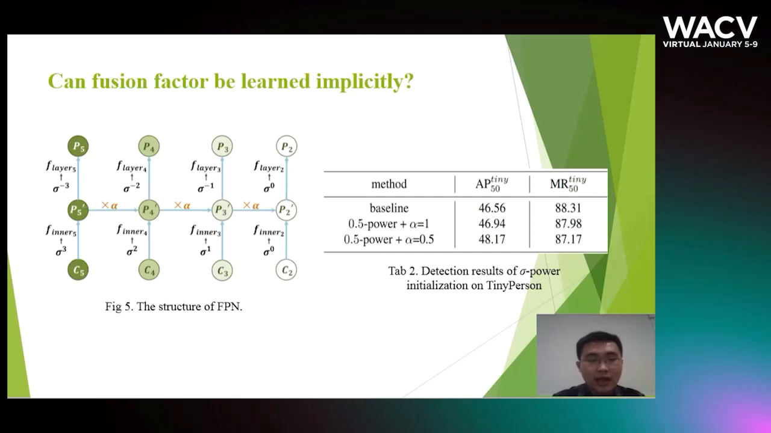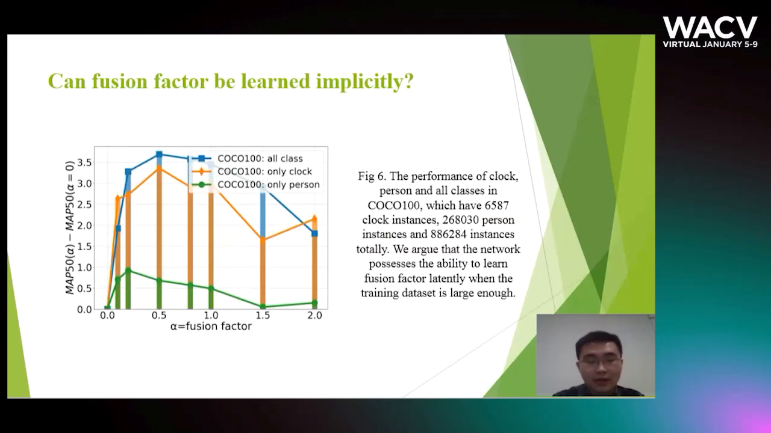First, we analyze the structure of the FPN and find an equivalent realization of the fusion factor during the initialization. Secondly, we analyze whether larger datasets could propel FPN to implicitly learn the fusion factor. We argue that the network possesses the ability to learn the fusion factor latently when the training dataset is large enough.